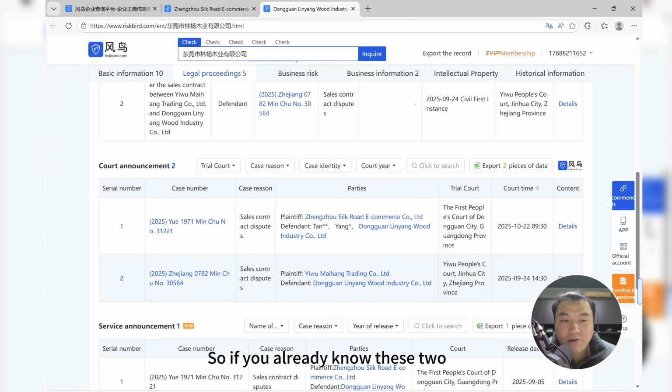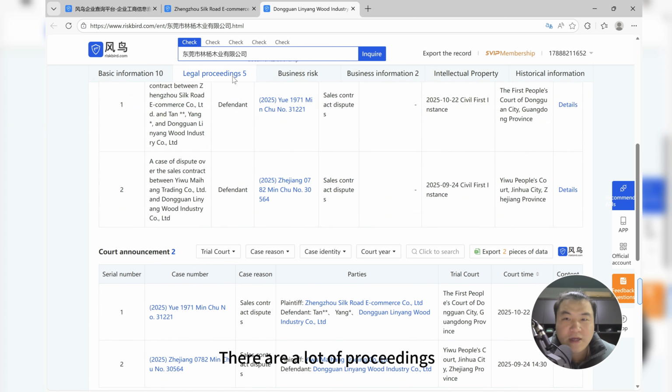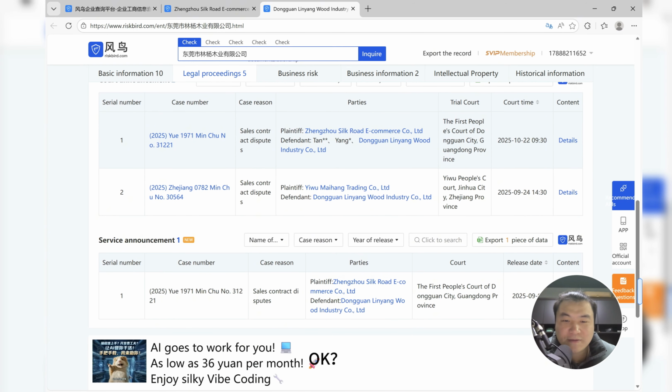So if you already know these two tools, you can verify their background. If you find there are a lot of proceedings, you should be very careful.